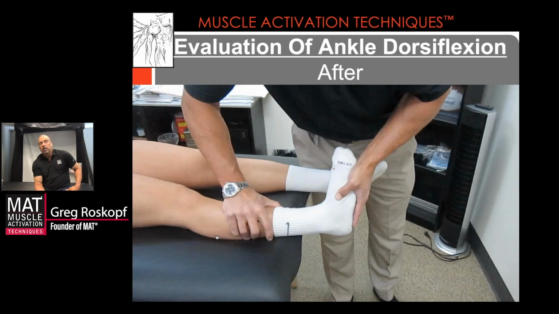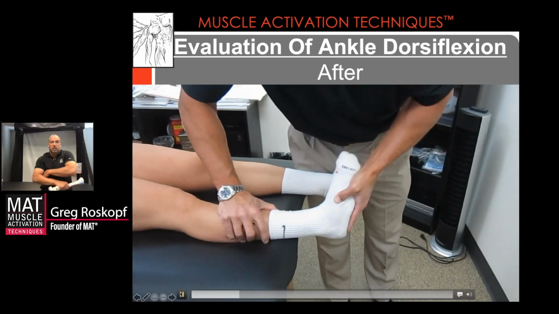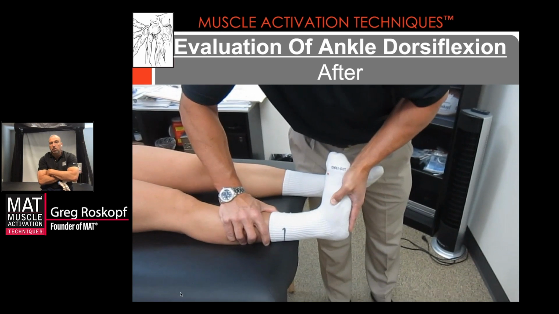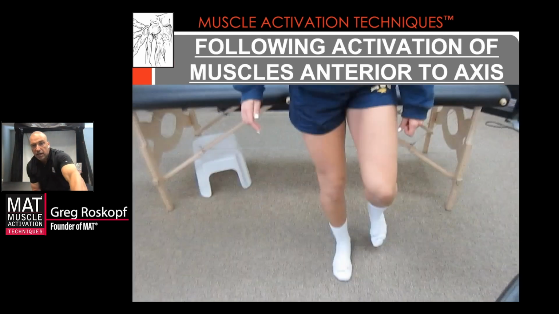So after we activated her anterior tibial muscles, this is her range of motion in dorsiflexion. Now she's back to neutral. She's no longer 10 to 20 degrees plantar flexed, so she doesn't have to compensate to stand up. In the next video, this is her afterwards.